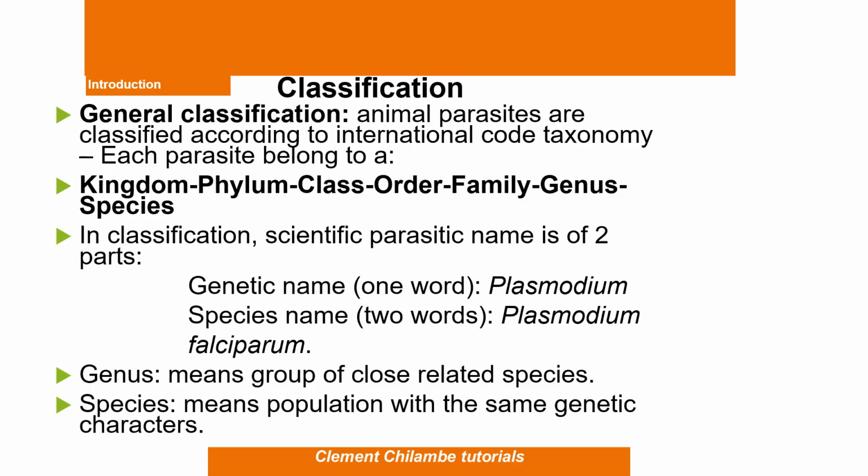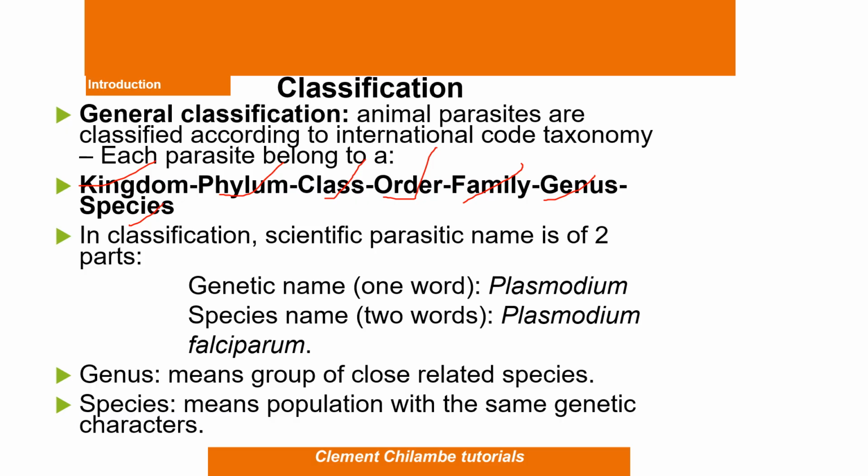General classification actually refers to how animal parasites are classified according to the International Code of Taxonomy. Okay, we need to know this. Put it in mind that under general classification, we're classifying these parasites according to the International Code of Taxonomy. And according to that code, each parasite needs to have what? The kingdom, the phylum, the class, the order, the family, the genus, and the species.